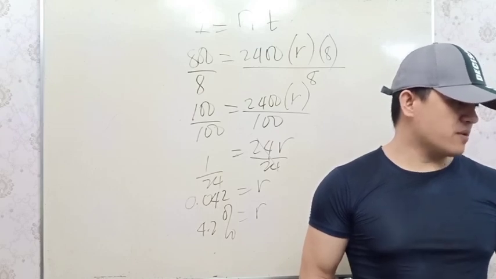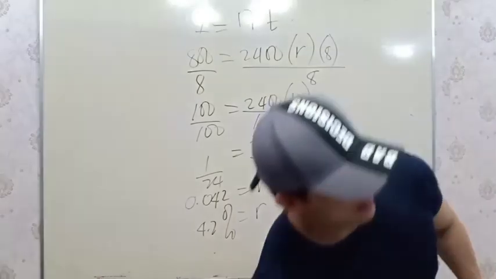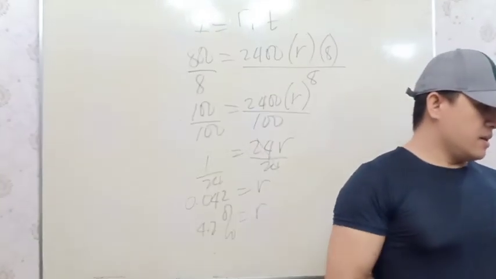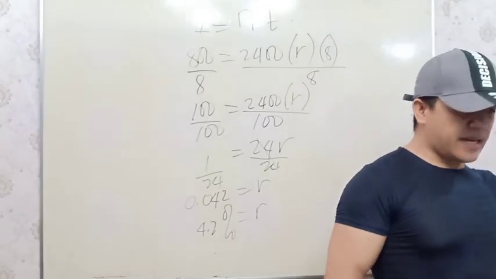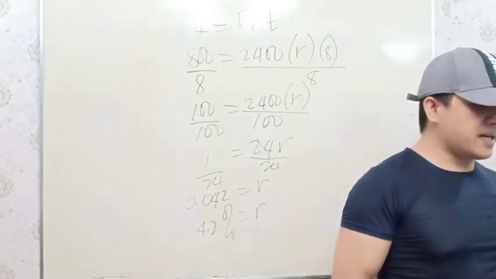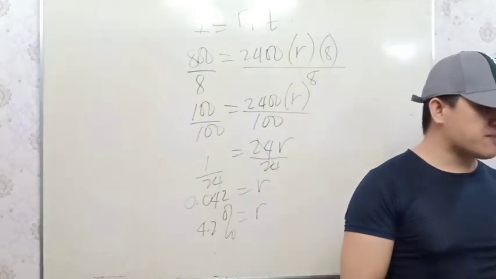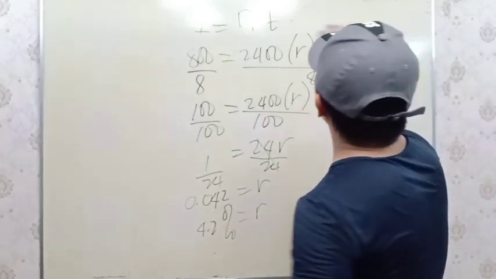Next one. The area of the rectangle is 8x squared plus 2x minus 8. And if the length is x plus 4, what is the width? Okay, there you go.